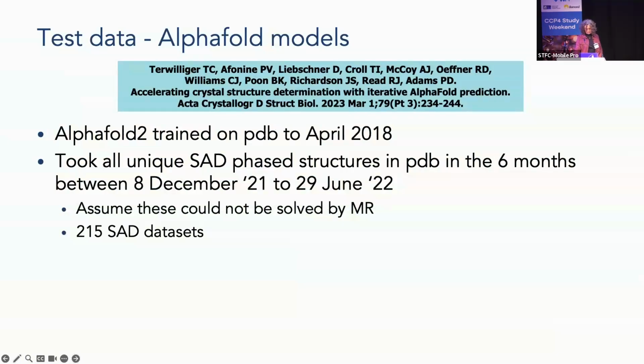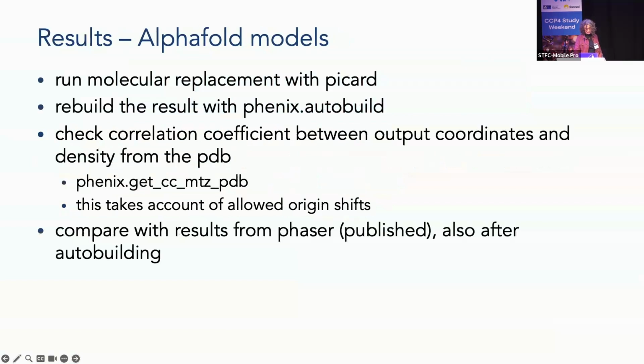So this was tested in two ways. The first way was using the AlphaFold database that was developed by Tom Terwilliger based on SAD, we call the SAD 215 dataset. It took all unique SAD phased structures in the PDB in the 6 months between the 8th of December 21 and 29th of June 22. So this was after the cutoff date for the training of AlphaFold. And the assumption is that these could not be solved by molecular replacement. And as I say, there were 215 of these data sets.